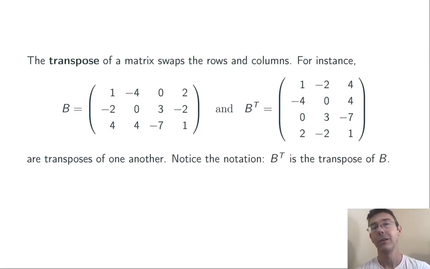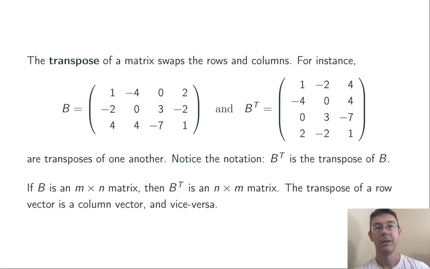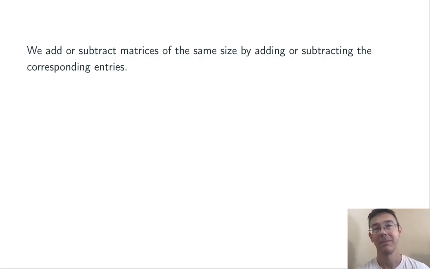Notice the notation. We wrote the T as if it were an exponent, and that just means the transpose. By the way, if you're taking the transpose of an m by n matrix, the result is an n by m matrix. So not only are the rows and columns reversed, the number of rows and columns are also flipped. Of course, if you have a row vector, the transpose is going to be a column vector, and vice versa.